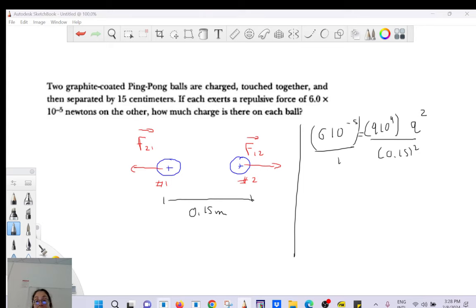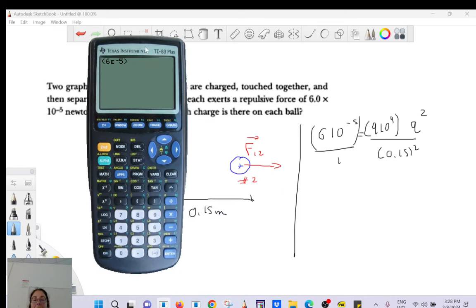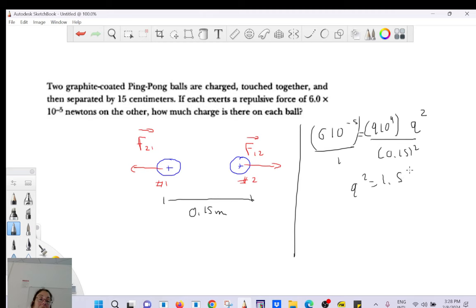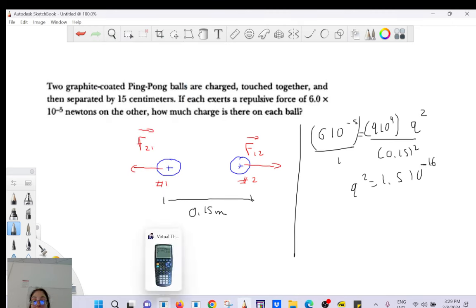So make sure you know how to do it with your TI. So it's going to be 6 times 10 to the negative 5. You cross multiply, divide. So here you have 0.15 squared, enter. And then you divide both sides by 9 times 10 to the 9, enter. So here you have the Q square. Q square equals 1.6 times 10 to the negative 16, sorry.